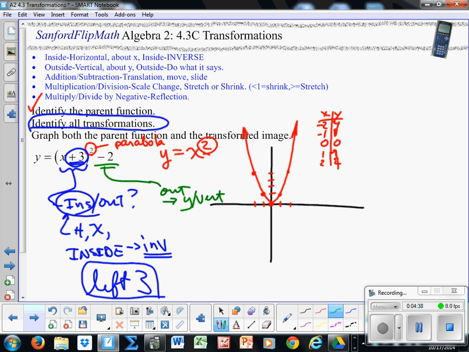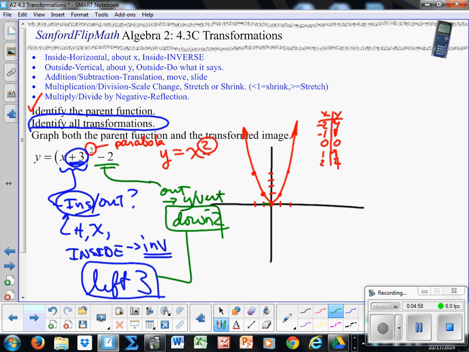And if it's outside, you do what it says. It says -2, so it's a translation, so it's going to go down 2. So what that means is every point on this graph, not down 2, sorry, every point on this graph is going to go left 3 and down 2. So I'm going to start moving stuff. Okay, you ready? Here we go.